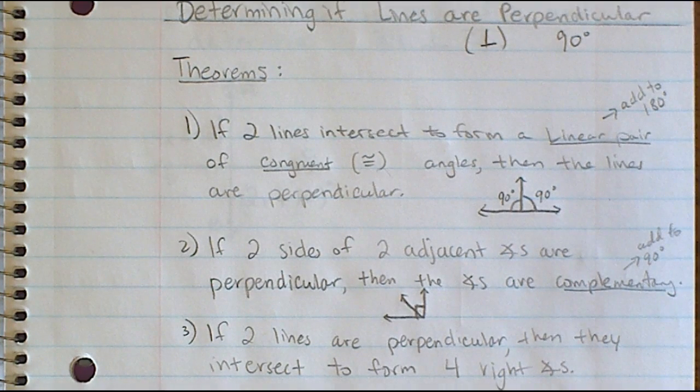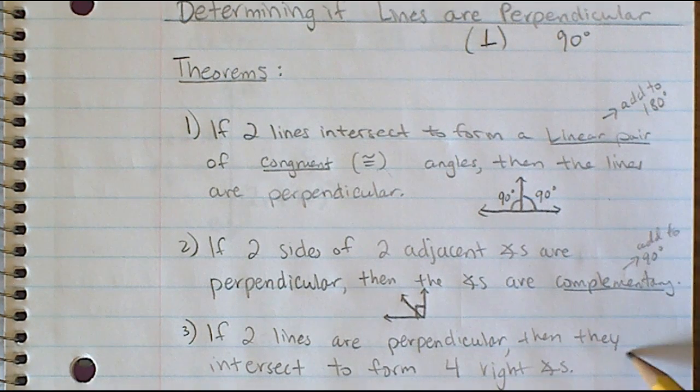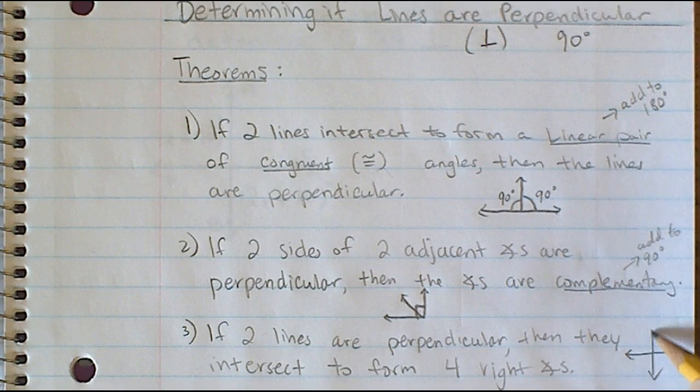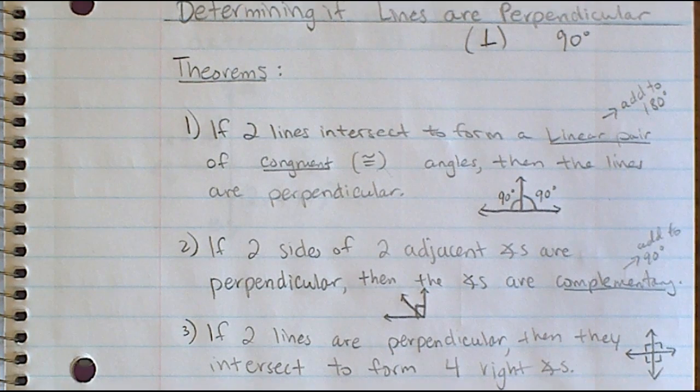And the third theorem says if two lines are perpendicular, then they intersect to form four right angles. So if I gave you two lines and said these are perpendicular, I know that's a right angle, that's a right angle, that's a right angle, and that is also a right angle.